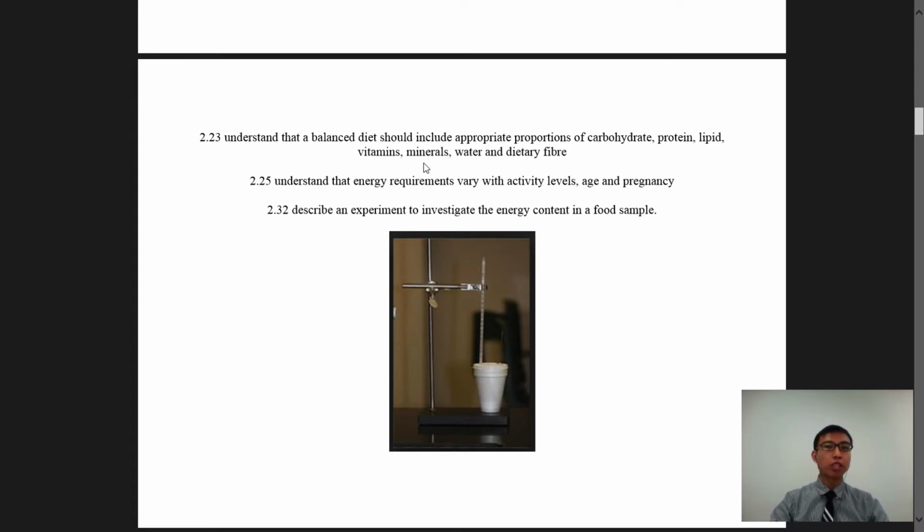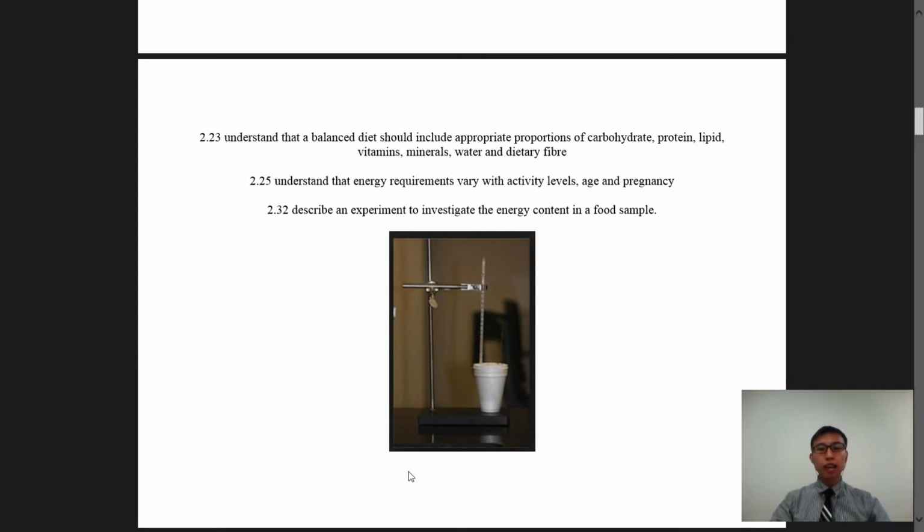Now for the minerals, you have to know about iron and also calcium. Calcium is for bone, iron is for hemoglobin. And for energy requirements, this will be related to how much activity you do during the day, like a lot of exercise, your age, and whether you're pregnant or not, okay? One of the examination questions was, if you're a pregnant lady, why do you have more energy demand? Why do you need more energy? Basically you need more energy to allow your fetus, your baby, to respire. Hence you have to eat more food and respire more to provide energy for the fetus, okay?